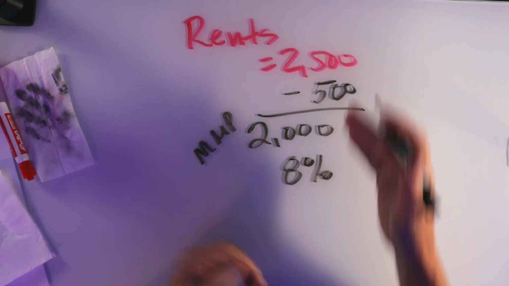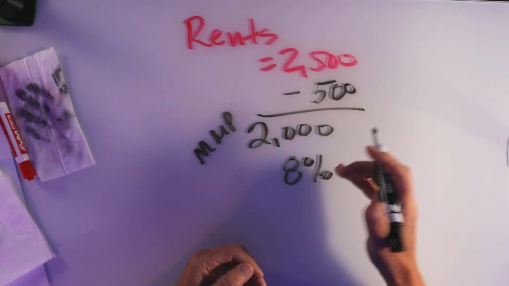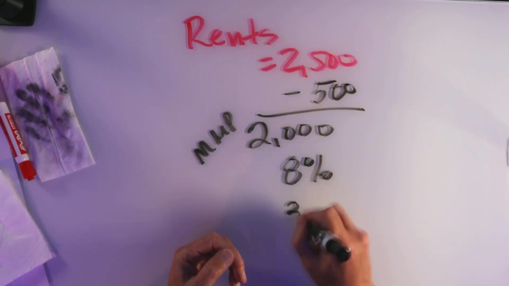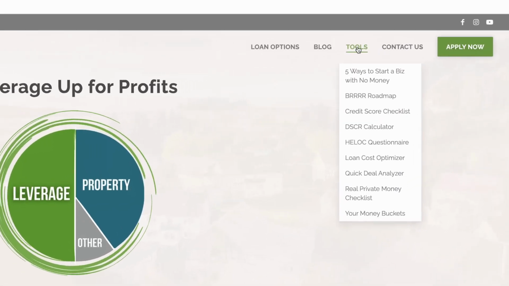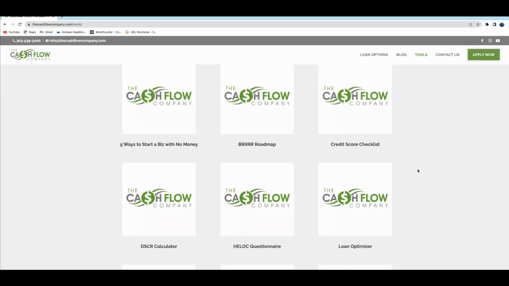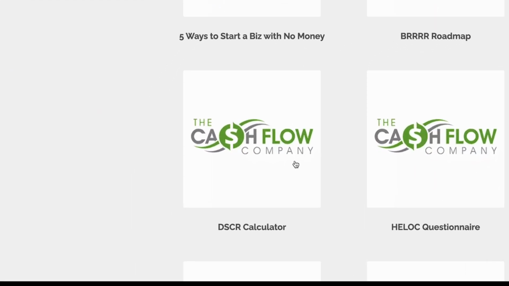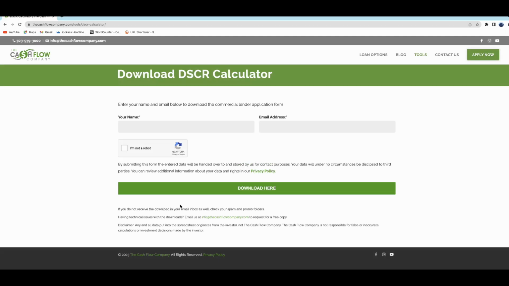Now we know a few things. We know that we can afford $2,000, we know it's 8%, and we know it's 30 years. How do you come up with a maximum loan amount? Well, like I mentioned before, there's a couple ways. Number one, we have that free download, the DSCR calculator at thecashflowcompany.com. You can download it, it's free. There's another sheet in there that just helps you figure out what's your maximum loan. It's just something that's been added, so if you had the calculator before, you may need to update that.